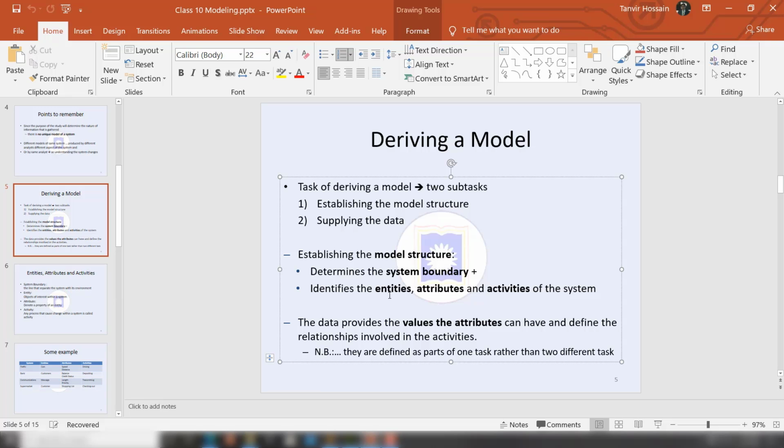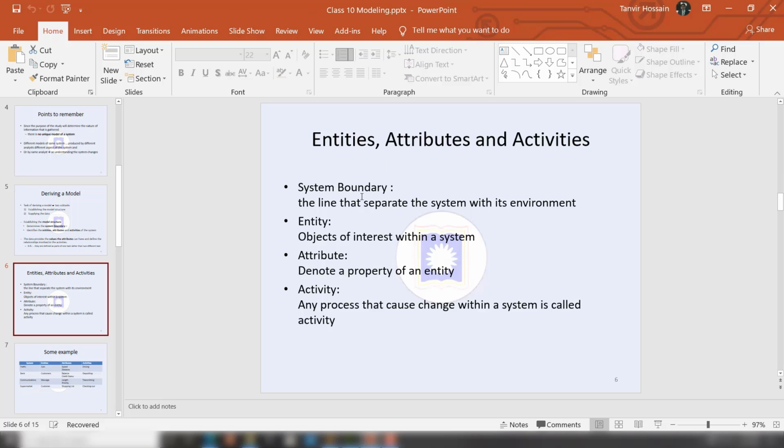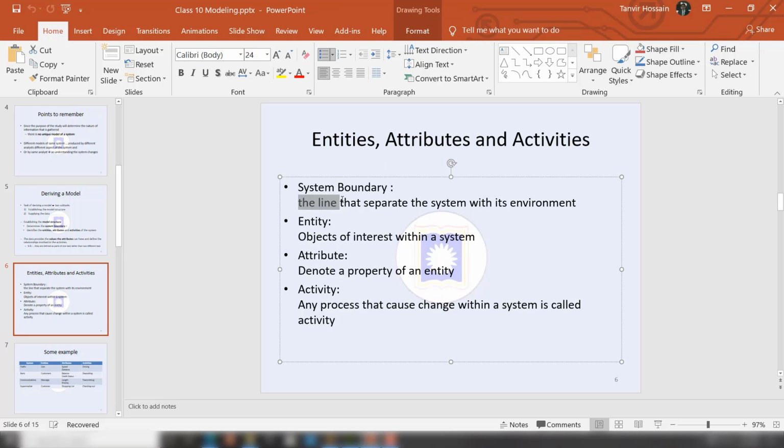Let's see what the entities, activities and attributes are. For that we need to understand the system boundary. System boundary is the line that separates the system from its environment. We have talked about this. So we must define the scope of a system before simulating any kind of system, because if you do not define the scope, the overall simulation might get even more complex as we broaden the scope. So we need to specifically draw the boundary, the exact contextual area that we need to study, and then we will be able to understand the internal entities, attributes, and activities.